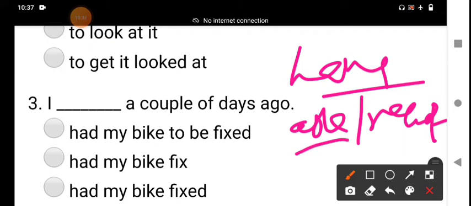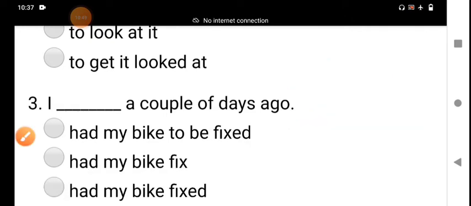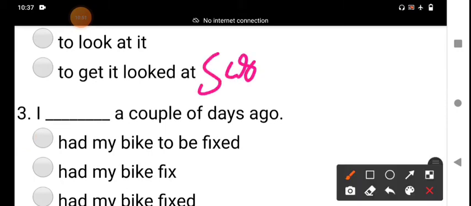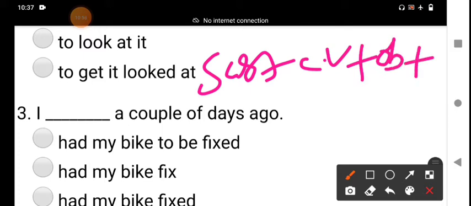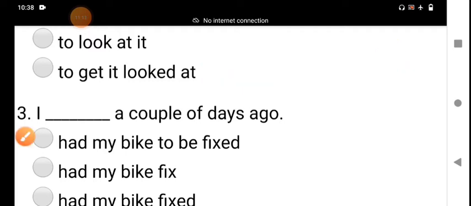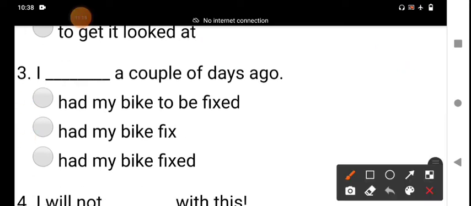Here it may be a person or thing. For example, the structure is subject plus causative verb plus object plus V3. That is the passive structure, the form of the V3. Here the answer, please listen carefully. Have is the causative verb.